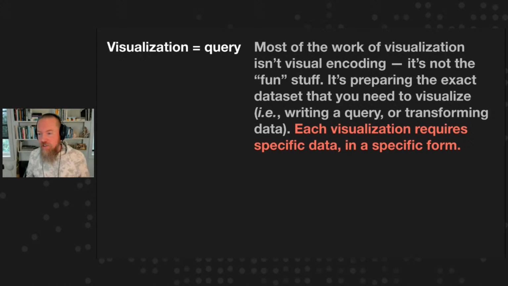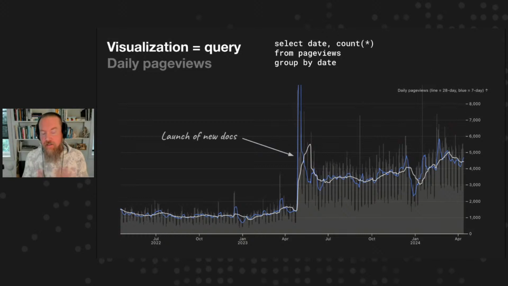And furthermore, each chart is different. It requires different data, and different data in different forms. So this is a time series line chart. It's probably the most common chart type you will see in a dashboard. This particular one shows the page views per day we get to the Observable Plot documentation. Plot is our open source visualization library that builds on D3.